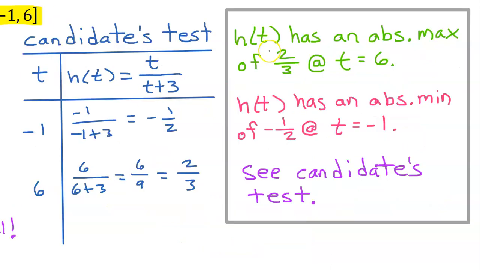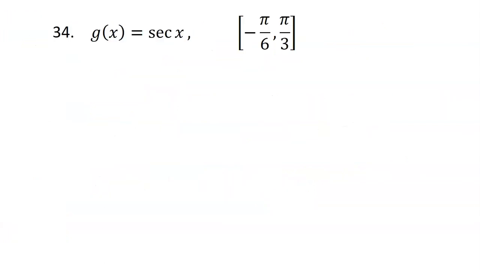Here's how you write your final answer on the AP exam. H of t has an absolute maximum of 2/3 at t equals 6. H of t has an absolute minimum of -1 half at t equals -1. See candidates test. That's your justification. Let's try it with a trig function. So g prime.